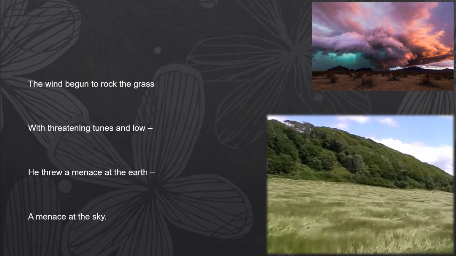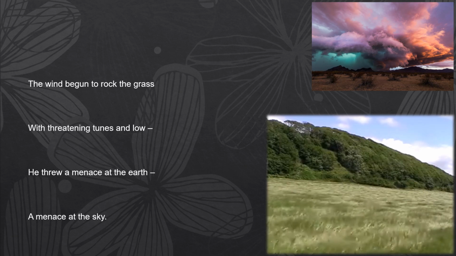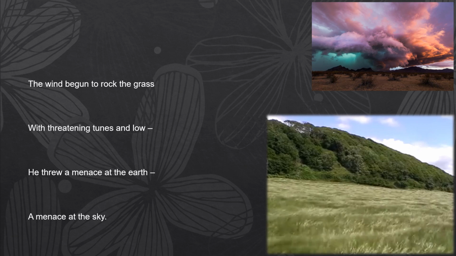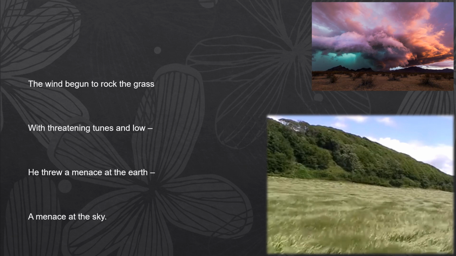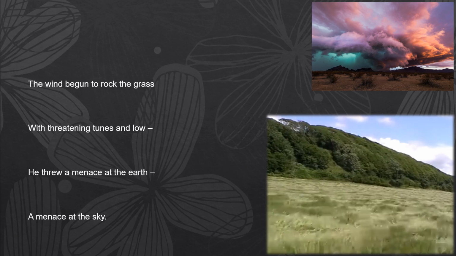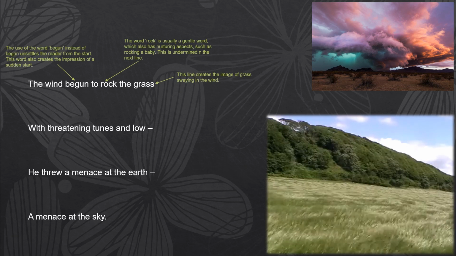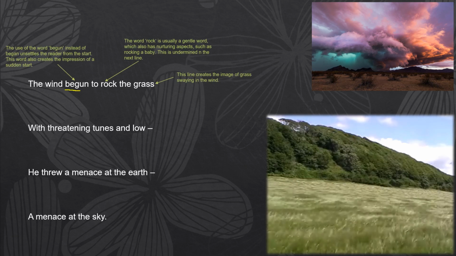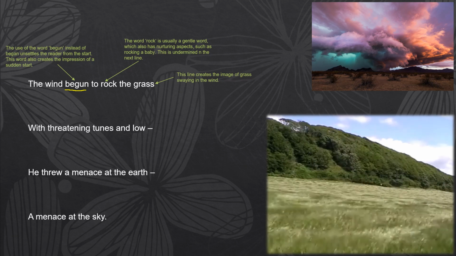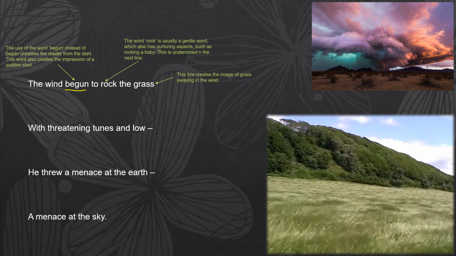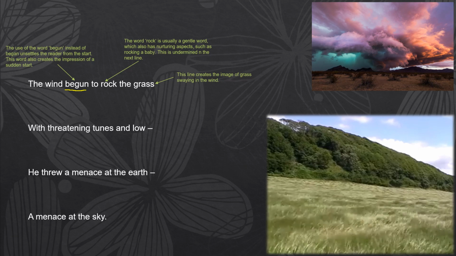Right, so as we get into the first line of the poem, we get the statement, the wind began to rock the grass. And of course, the first thing that comes to mind is something like the image in the bottom right hand side of your screen, which is of the wind blowing across a field of grass, rocking the grass backwards and forwards. And what Emily Dickinson has done here is use the word begun instead of began. This gives us an impression of a sudden start, and because it's almost the incorrect word to use, it unsettles the reader from the beginning.